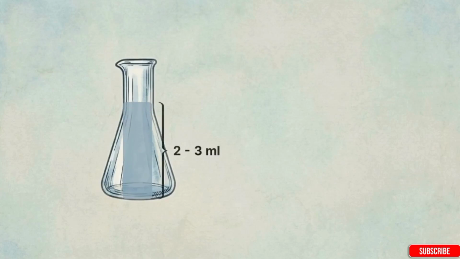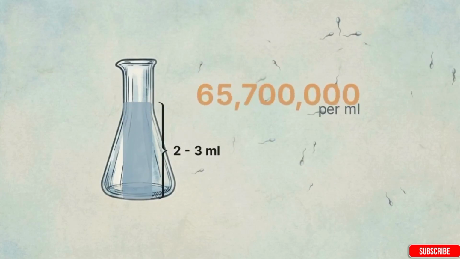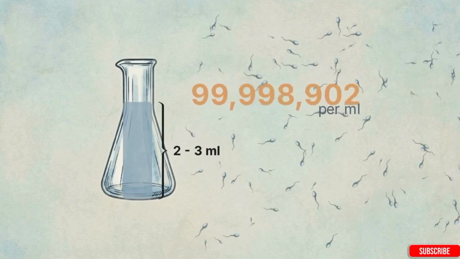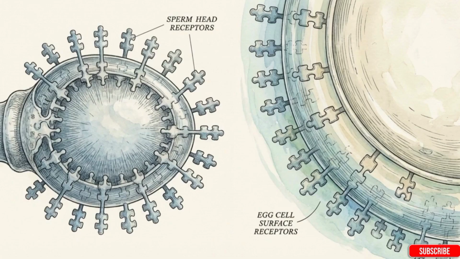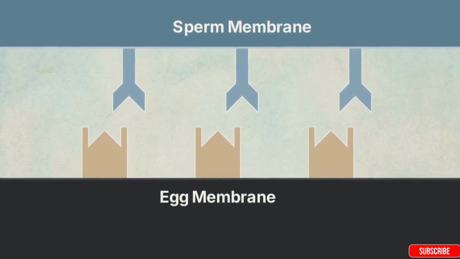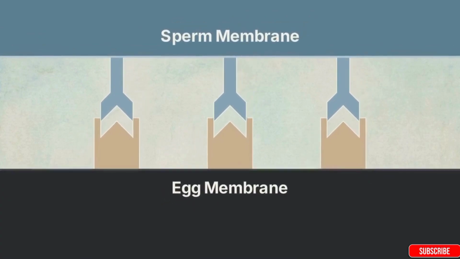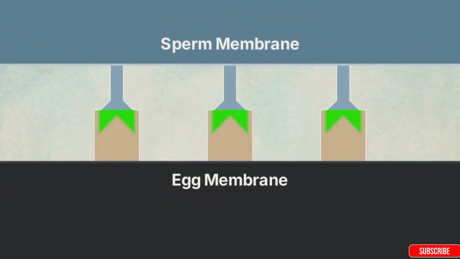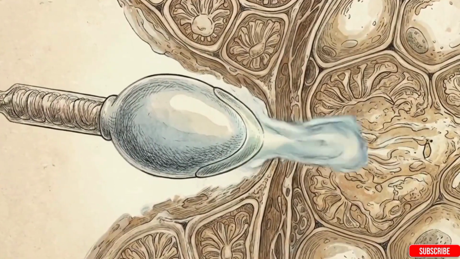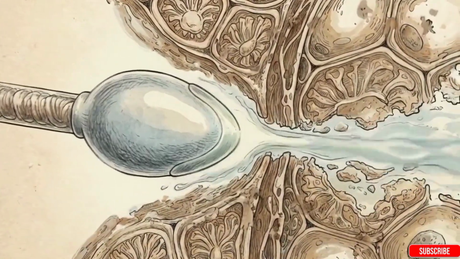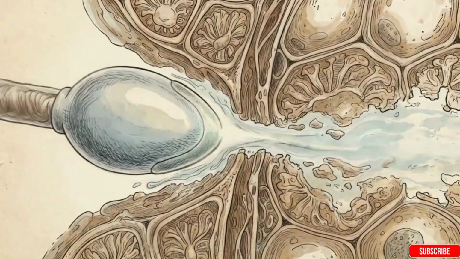A single ejaculation of 2 to 3 milliliters of semen contains roughly 100 million sperm per milliliter. This massive number is followed by verification. Specific surface proteins on both gametes must align and recognize each other for the process to continue. Upon initial contact, the head of the sperm undergoes the acrosome reaction and then releases a specific enzymatic payload.